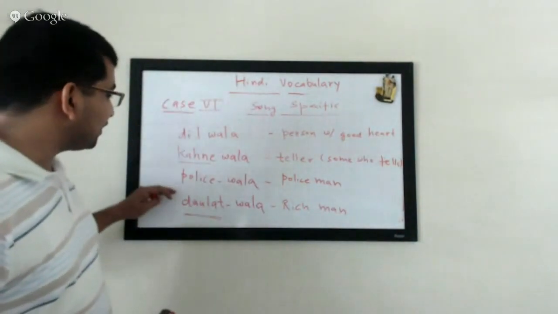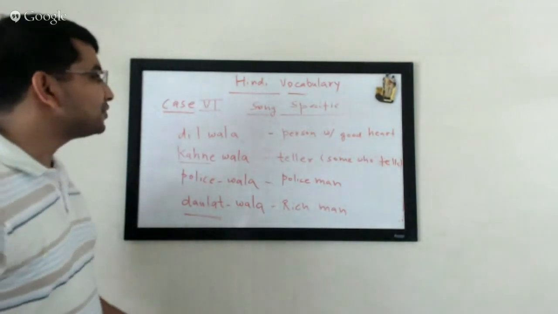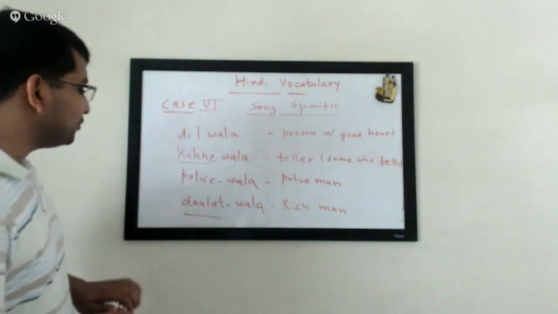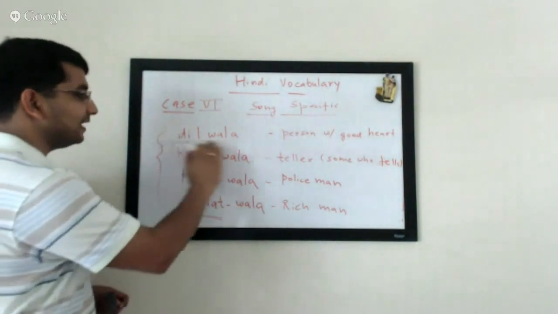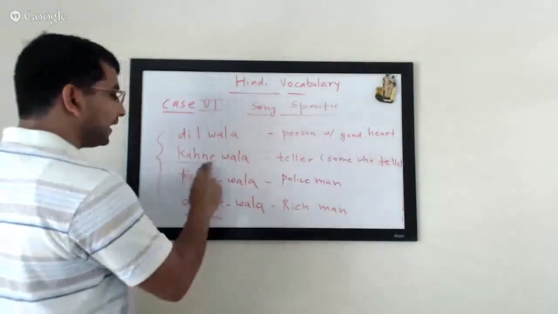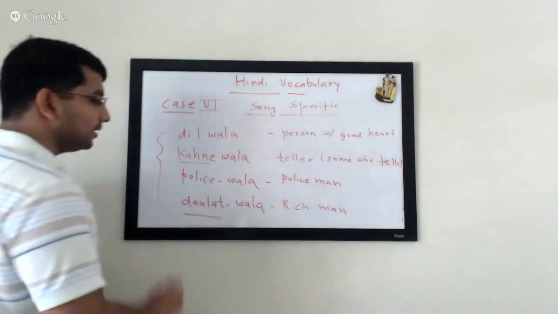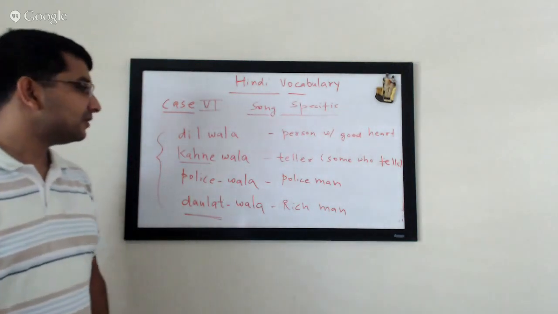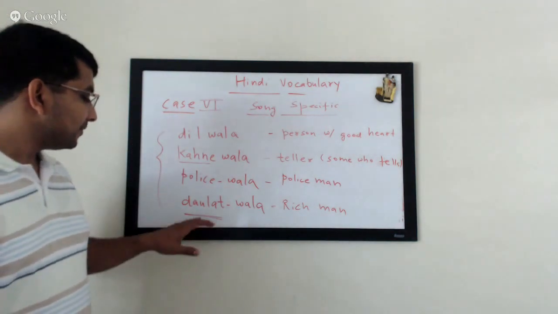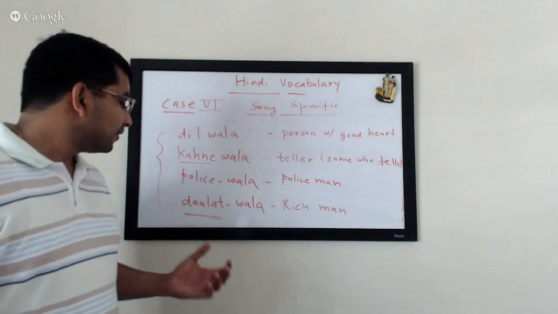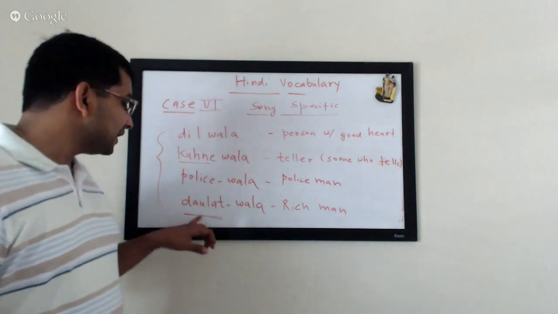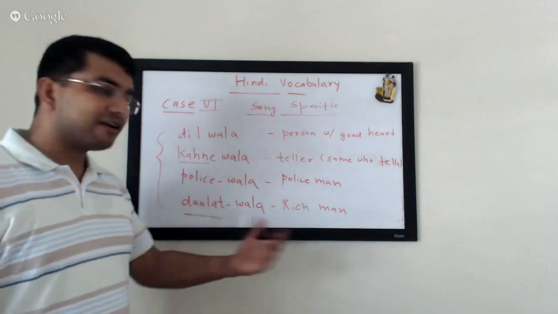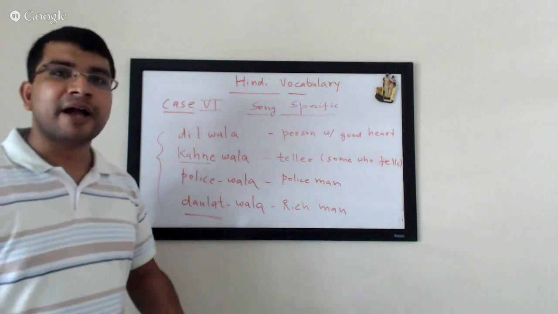So if you go to the song that we have for this particular class, Dil ki baat sune dil wala, all these four instances of wala are used in the song, right? Dil wala, which is a person with a good heart. Kehne wala, a teller or somebody who tells. Police wala, a policeman, and Daulat wala, a rich man, right? Four instances, right? If you are into ghazals, which you can think of like jazz music in Hindi, there's a very famous ghazal from Jagjit Singh where he says, "Ye daulat bhi le lo." That means you take away this richness from me, but give me back my childhood days.